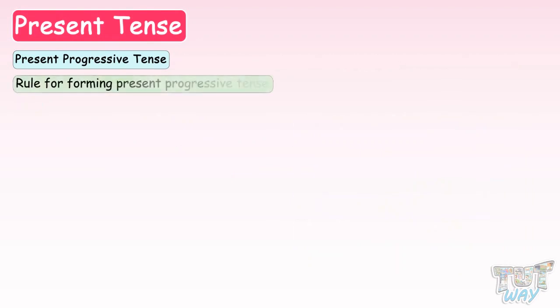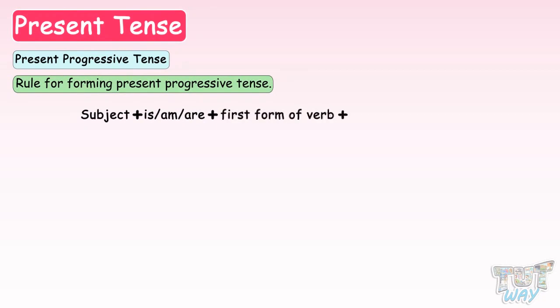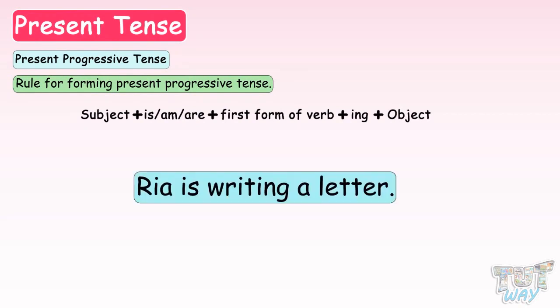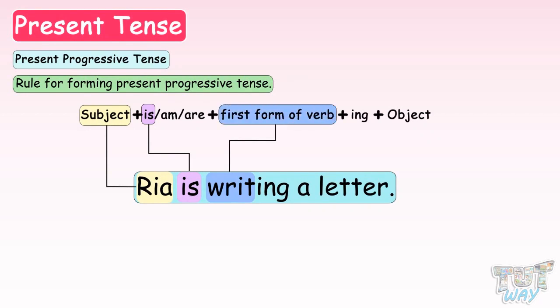Now, let's learn the rule for forming present progressive tense. Subject plus is, am, are plus first form of verb plus ing plus object. Ria is writing a letter. Here, Ria is the subject, is the helping verb, and write is the first form of verb. And we have used ing along with it to show that the action is still in progress, and letter is the object in this sentence.